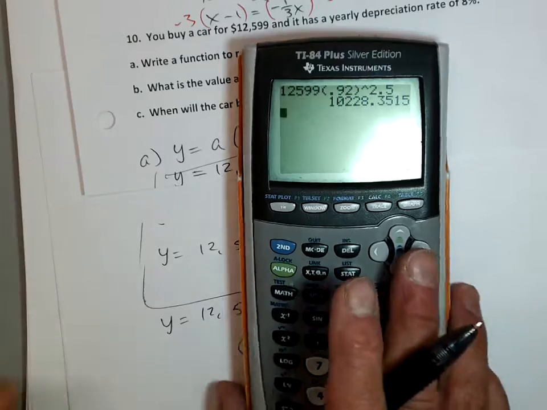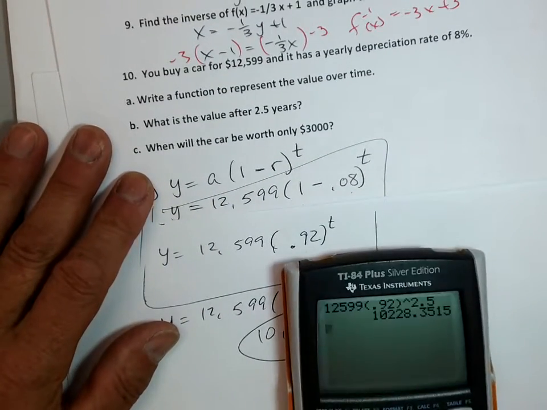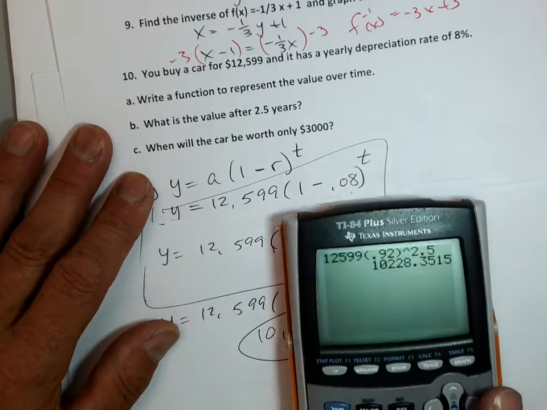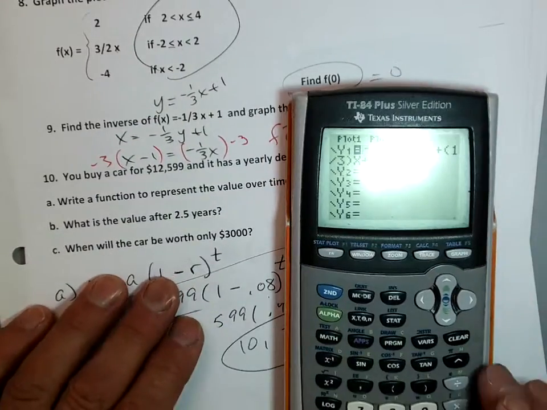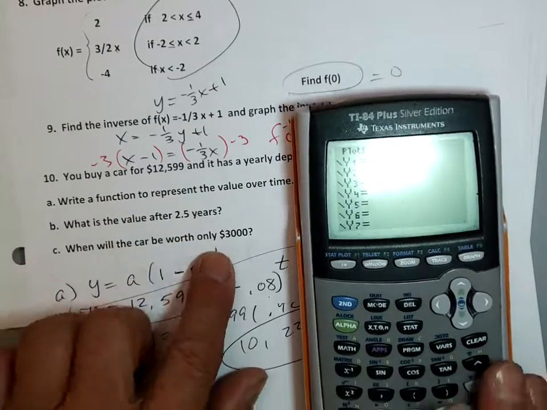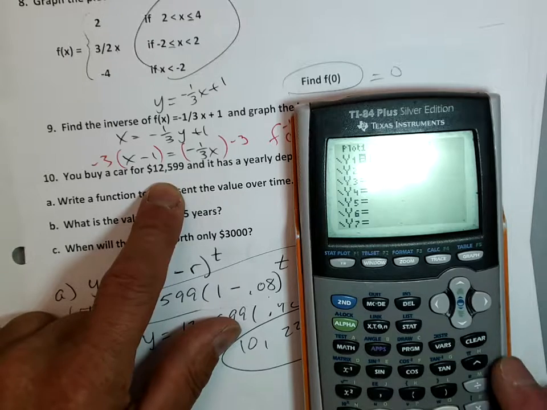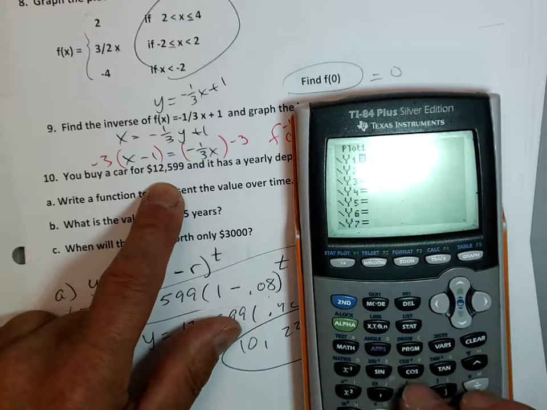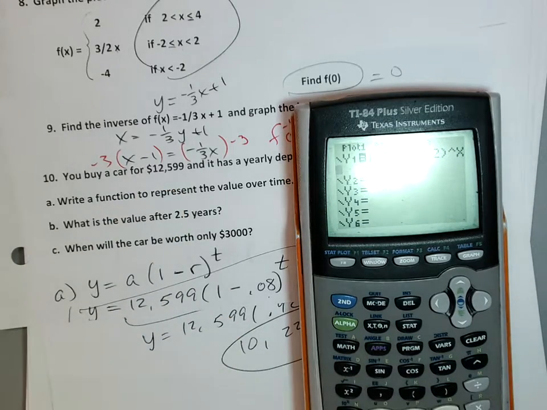Okay, now, when will the car be worth $3,000? We're going to have to graph it to do that, right? So I'm going to go to my graph on my calculator, y equals, and I'm going to type it in. My 12,599, oh, too many nines, parentheses, 0.92 to the power of x. Now, I've got to think about my window. I've got to be smart.